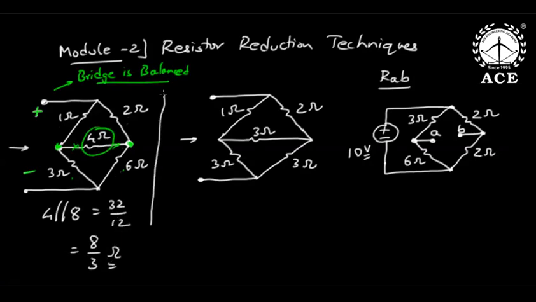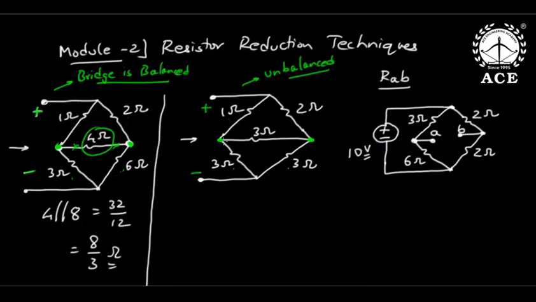8 by 3 ohms. Now, the second case is very interesting. In the second case, the bridge is not balanced, because 1 into 3 is not equal to 2 into 3. This is an unbalanced bridge. In an unbalanced bridge, when I give any voltage, the potential of this point is different from this point, so current will flow through 3. That means even 3 ohms must be considered in reduction.